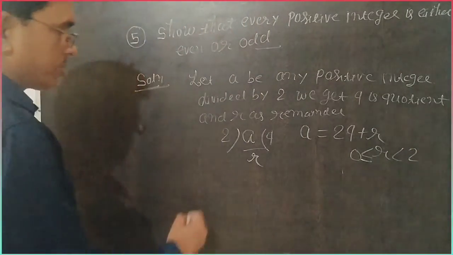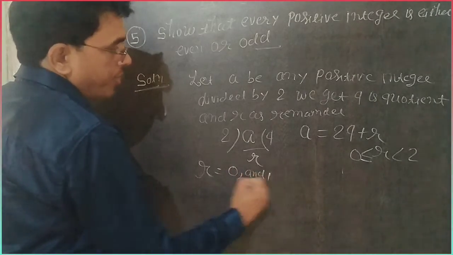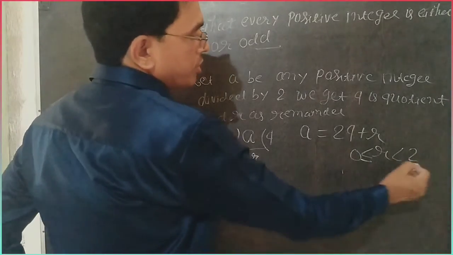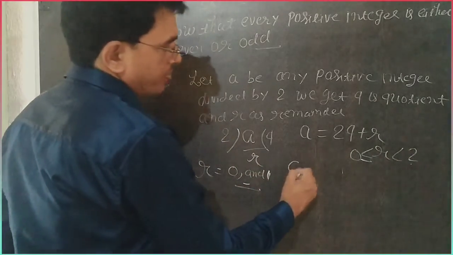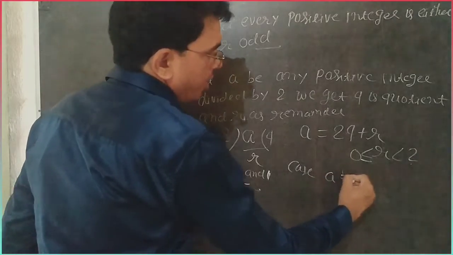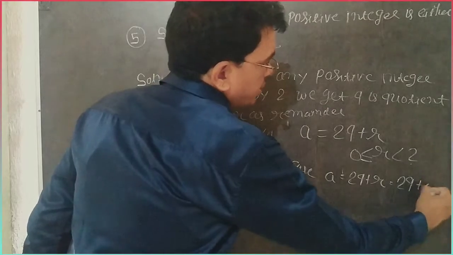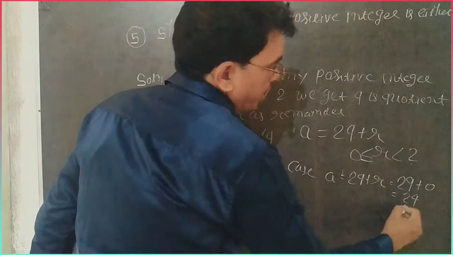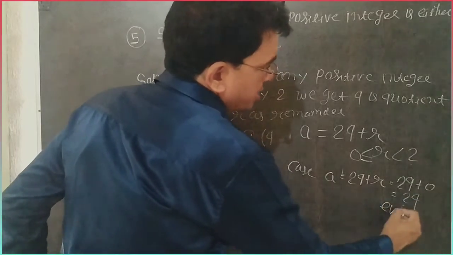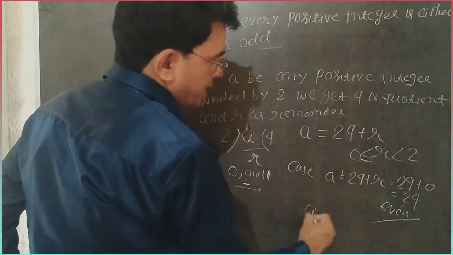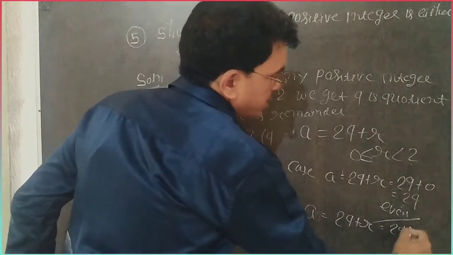So what is the possibility of r? So r is only 0 and 1. Because r is greater than or equal to 0 but less than 2, there are only two numbers, 0 and 1. So case first, a is equal to 2q plus r, hence write 2q plus 0, that is 2q, multiplied by 2, so it is clearly even. Another case is 2q plus r, and that is 2q plus 1.